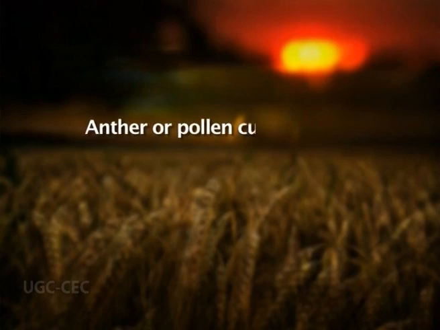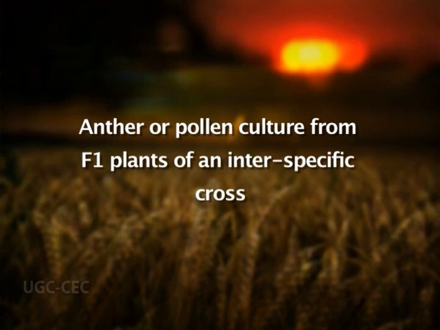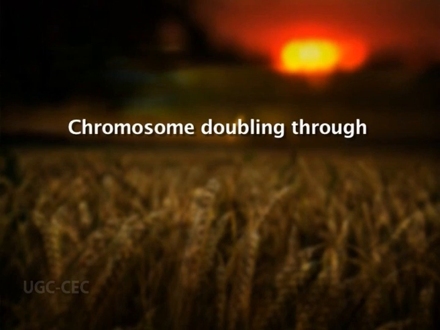Homozygous diploid lines can also be produced through anther or pollen culture from F1 plants of an interspecific cross followed by chromosome doubling through colchicine treatment. This technique is called hybrid sorting.